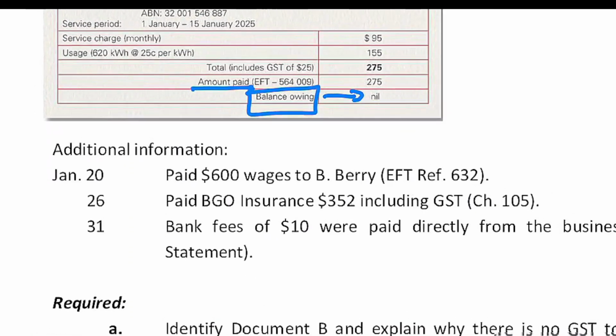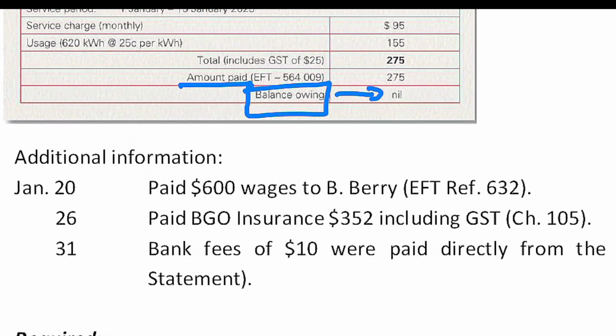Number 26. Paid insurance 352 including GST. Dian, tell me the double entry. Insurance debit. Cash bank, credit. Hold on. Insurance debit how much? Okay, where do you credit? Bank. Bank only? And the GST. So you debit insurance. How much? This is including GST. How much is the GST?